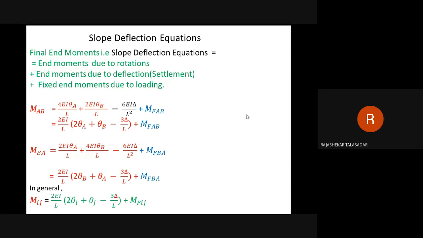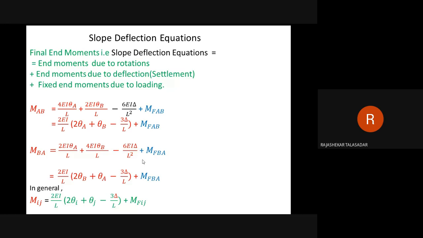Here we just have to calculate: due to rotations, the first 2 terms will come. Due to settlement, the third term will come. The fixed end moment you always have to write, because as I said, it goes on changing as per the loading on the beam. That part I will take later. Hope it is clear now.